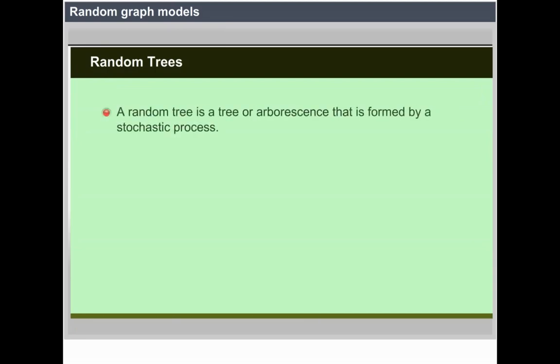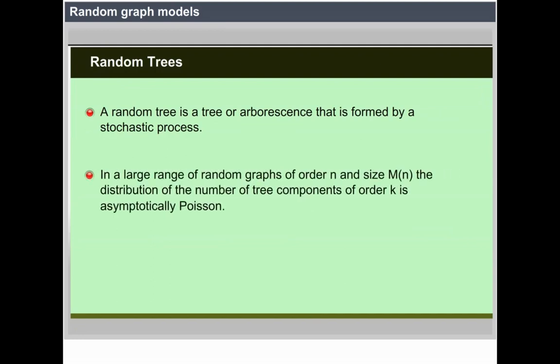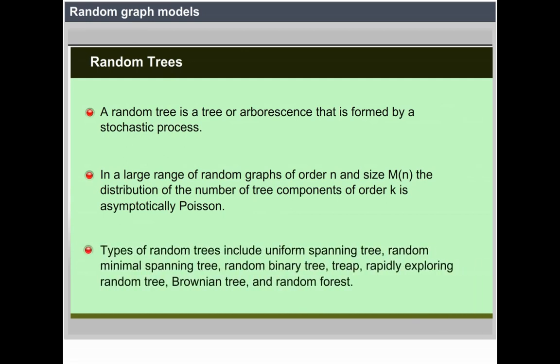Random trees. A random tree is a tree or arborescence that is formed by a stochastic process in a large range of random graphs of order n and size m of n. The distribution of the number of tree components of order k is asymptotically Poisson. Types of random trees include uniform spanning tree, random minimal spanning tree, random binary tree, rapidly exploring random tree, Brownian tree, and random forest.